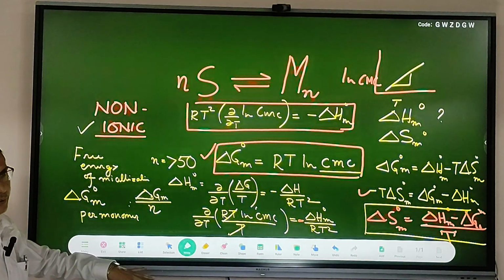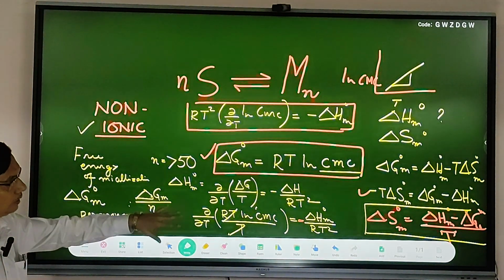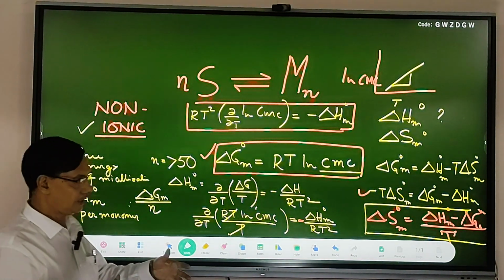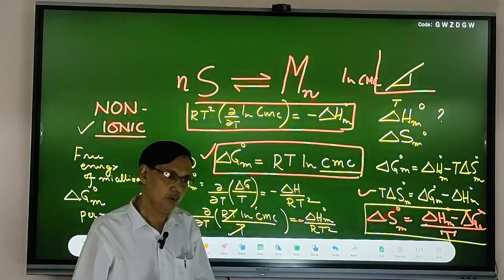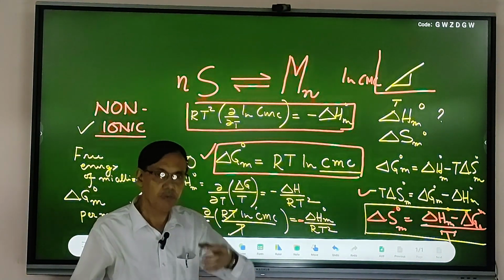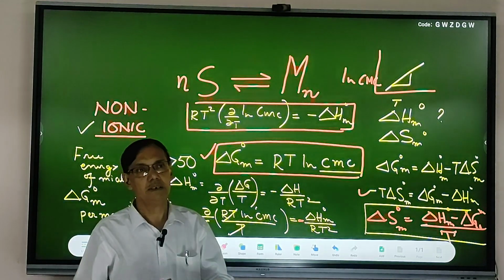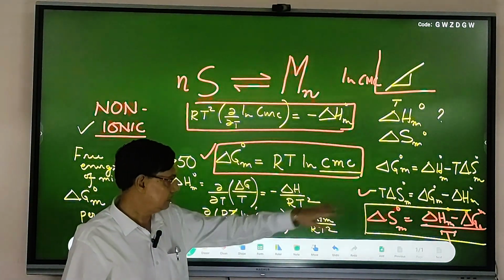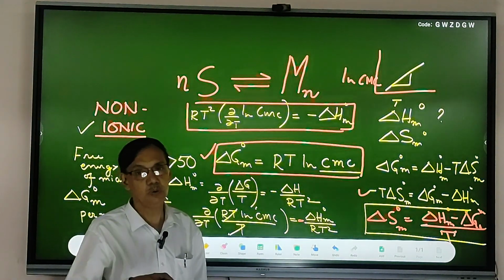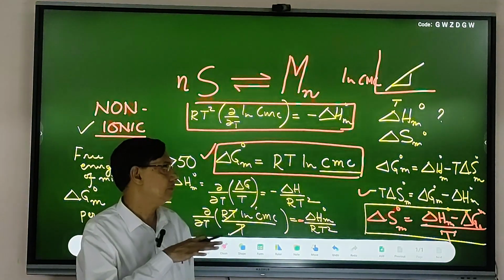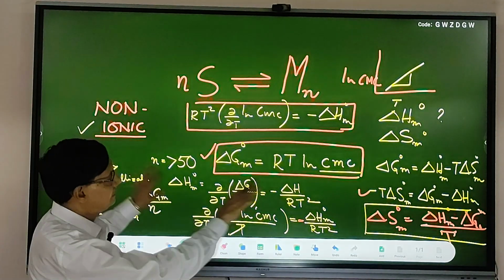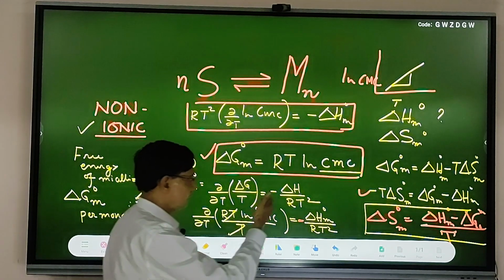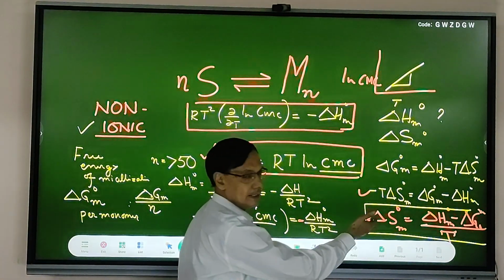So now I will proceed to ionic surfactant, but almost the formula will be the same. The only thing is that if I take the ionic surfactant, you all know there must be some head group, there is a tail group, and there are some counter ions. So the counter ion plays some role in these values, so we have to consider that counter ion. Rest is exactly the same. First you calculate delta G, then delta H, then delta S.